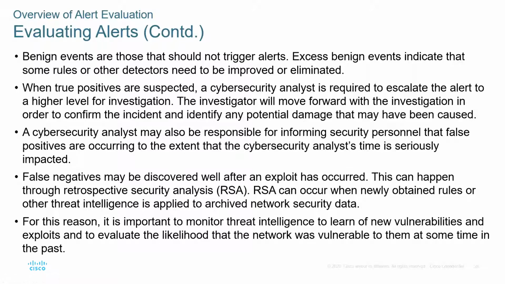False negatives may be discovered well after an exploit has already occurred, and this can occur in retrospective security analysis or RSA. That typically occurs when there's a newly obtained rule or other threat intelligence applied to archive security data. And so, for that reason, it's important to monitor threat intelligence to learn new vulnerabilities and exploits, and then evaluate the likelihood that the network was vulnerable to them at some point in the past. So, not only do you possibly miss things, but when you implement new security rules and it goes against your back data, you may find that you did actually have an exploit at some point in time. You just didn't have a rule that actually triggered that.